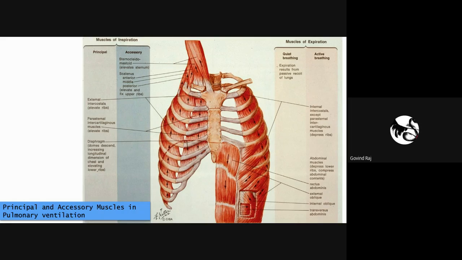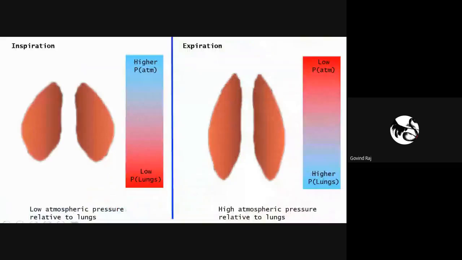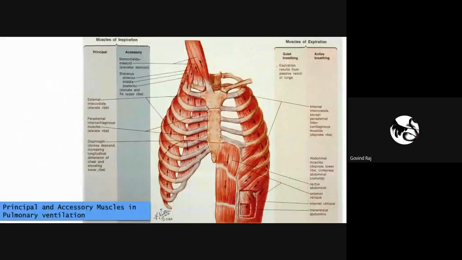And next we have the muscles that help in expiration. Expiration results from the recoil of the lungs. When these muscles relax, that results in the opposite motion: the diaphragm lowers and the chest compresses, and thus the volume of the lungs is reduced, and thereby expiration takes place.